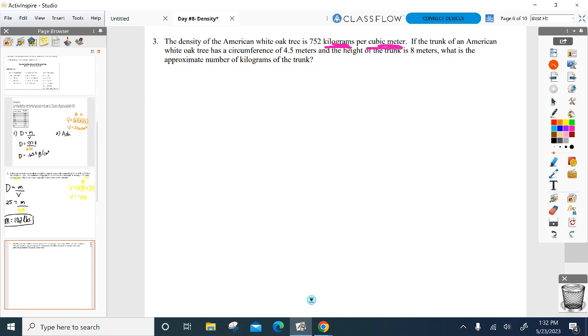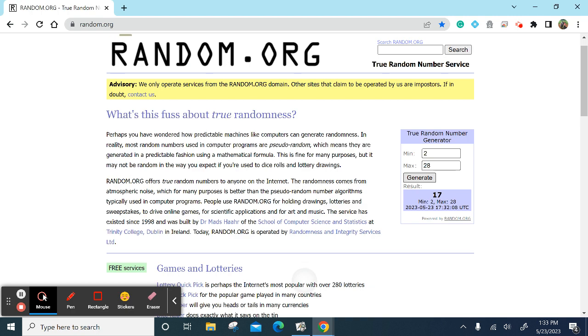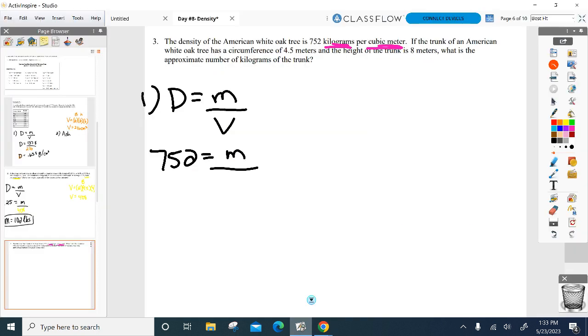I'm giving you the circumference is 4.5 and the height of the trunk is 8. How much does that trunk weigh? Oh yeah, honors kids, buckle up. We just said the density was 752 mass. And then here we go with volume. What shape is this trunk taking? 18. That is a cylinder. Look on the formula sheet. Don't guess. Pi r squared times the height.